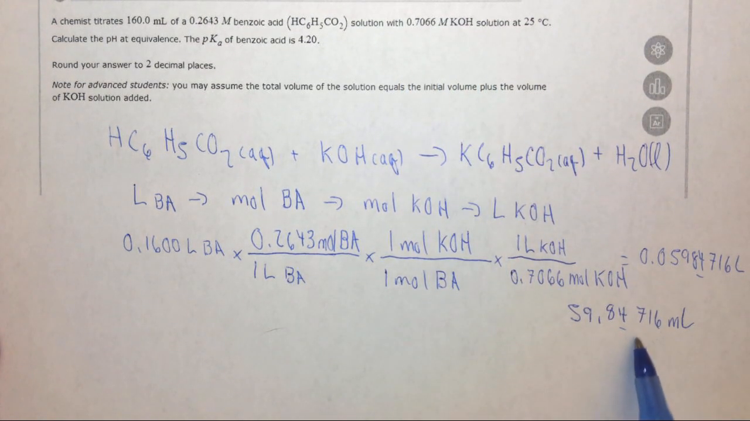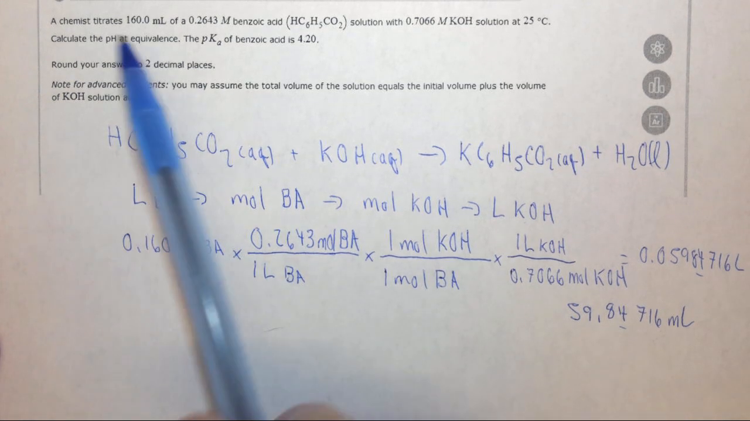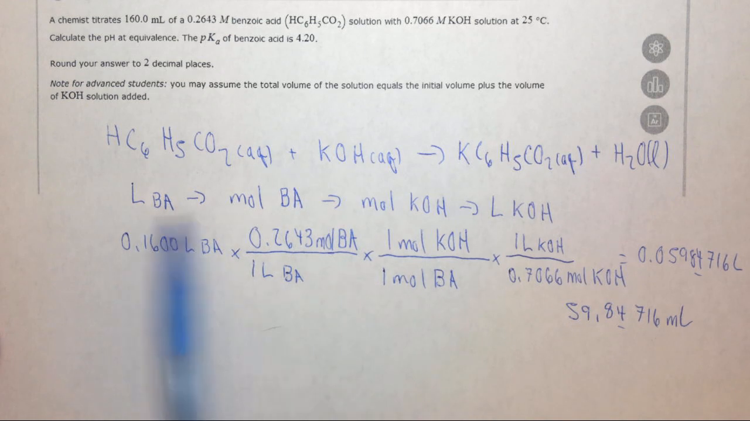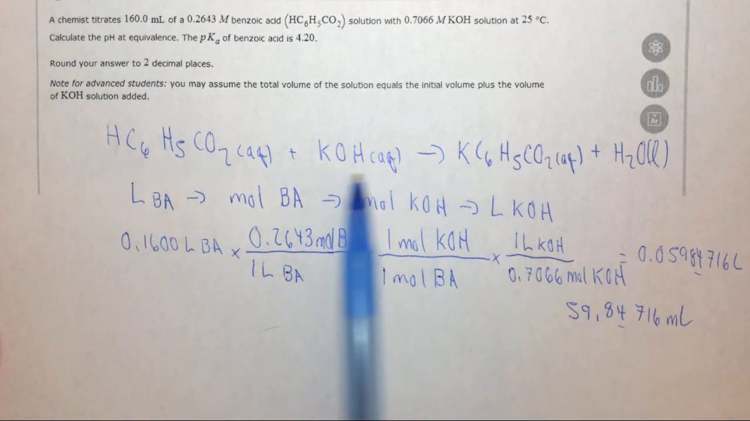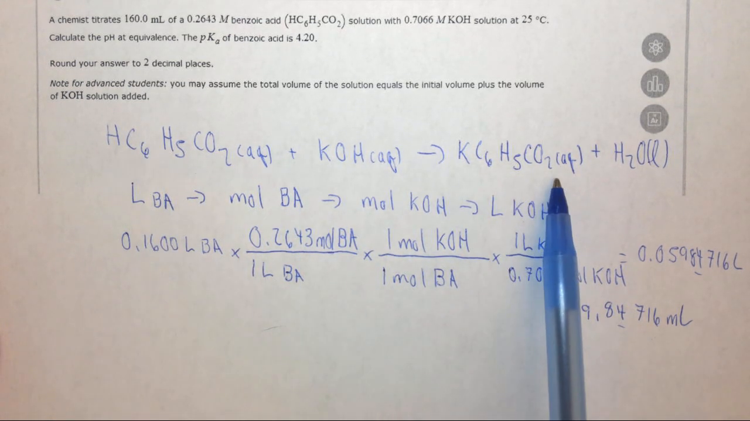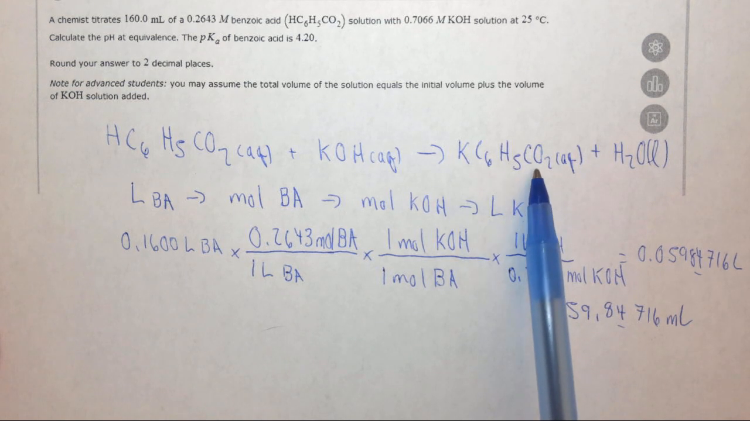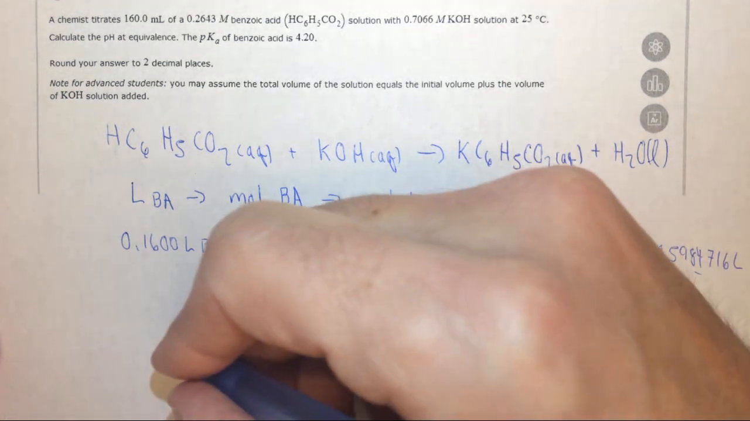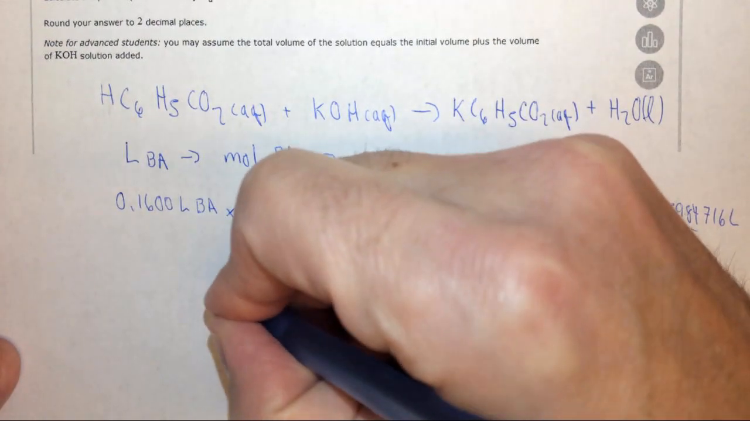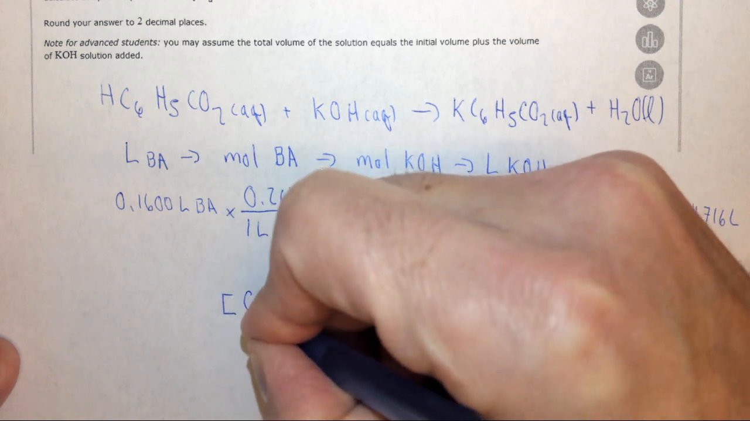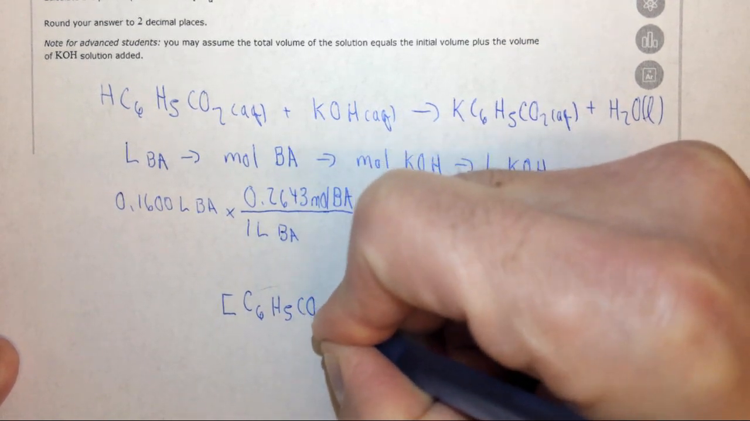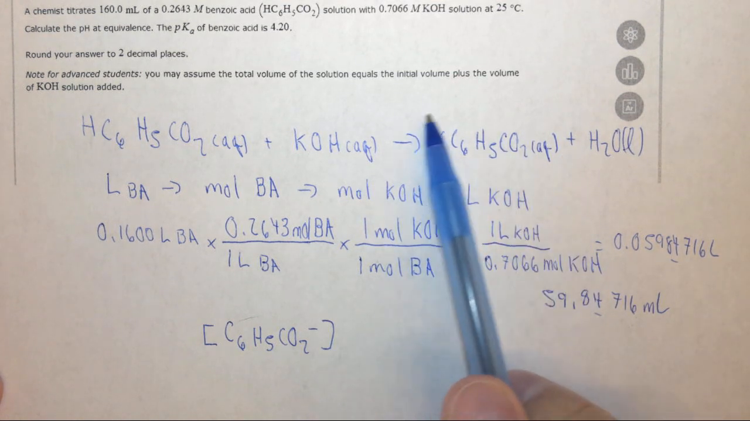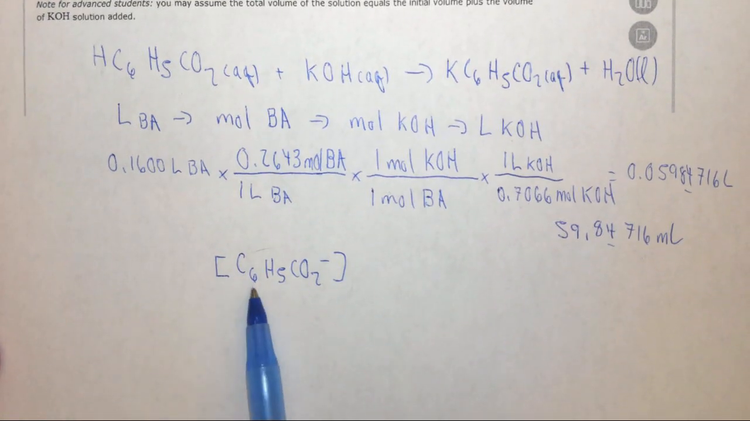Remember, we need to know this volume because we need to find the total volume of solution so we can find the concentration of this. This is 1-to-1 with the acid, so the conjugate base is 1-to-1 with the acid. The goal is to find the concentration of the conjugate base in the final solution. So our goal is to find the concentration of C6H5CO2 minus, or KC6H5CO2. This is just the counter ion. So this is our goal, to find this.